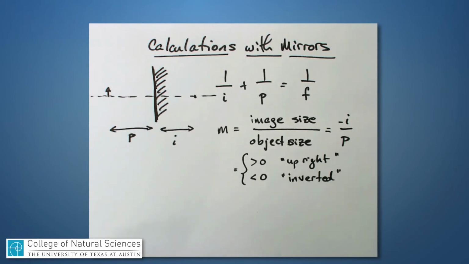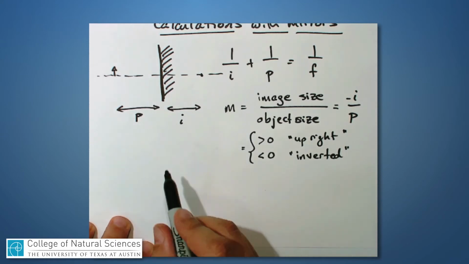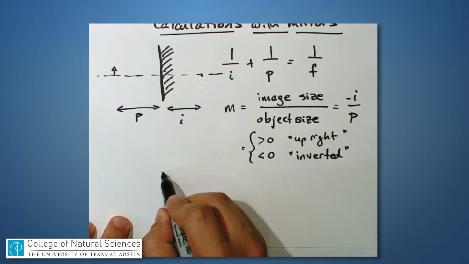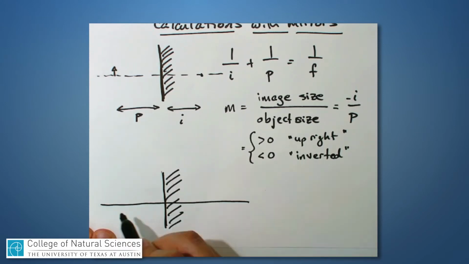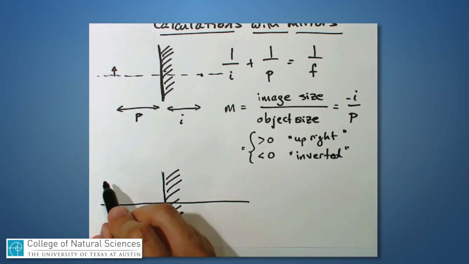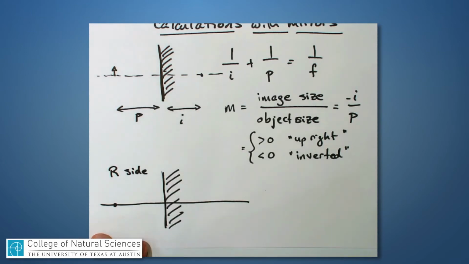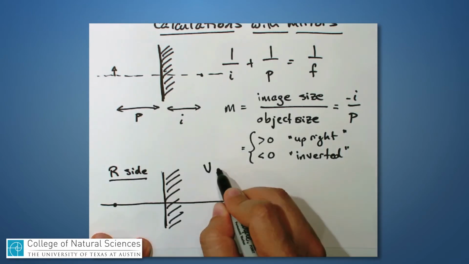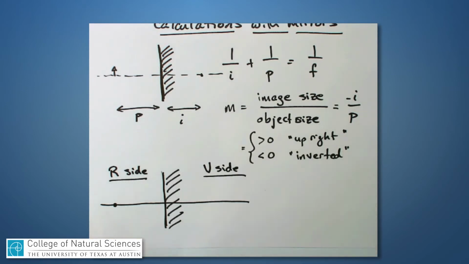So let me try to say a little bit about when something is positive and when something is negative. If we have a mirror like this, and here's our back side, and here's the axis that we're going to draw right through the mirror, and we're going to put our object right there. We define two sides of this mirror. This is called the real side. Sometimes you'll just see the abbreviation, the R side. And this is called the V side, or the virtual side.